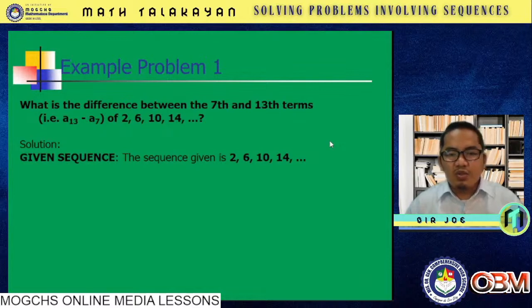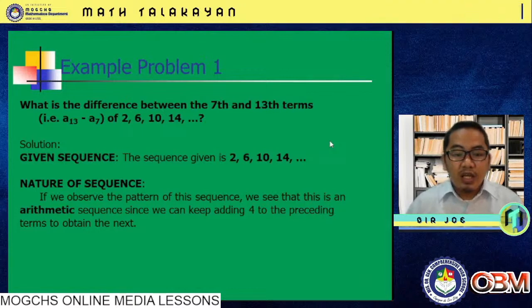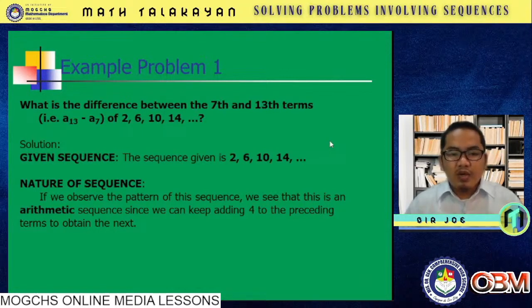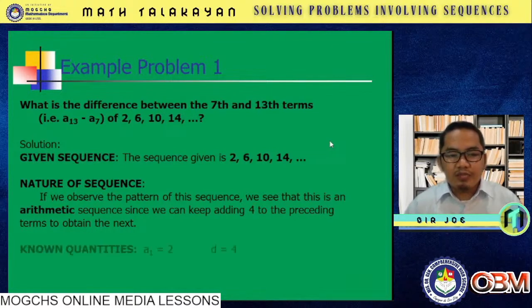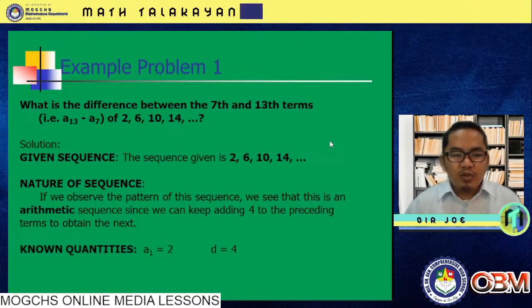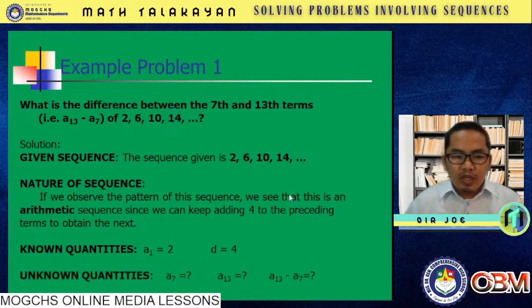The sequence given is 2, 6, 10, 14, and so on. If we observe the pattern of this sequence, we see that this is an arithmetic sequence, since we can keep adding 4 to the preceding terms to obtain the next. We have the known quantities, which are the first term, or the a sub 1, which is 2, and then the common difference, which is 4. We have unknown quantities. We have the 7th term, 13th term, and then 13th term minus the 7th term.